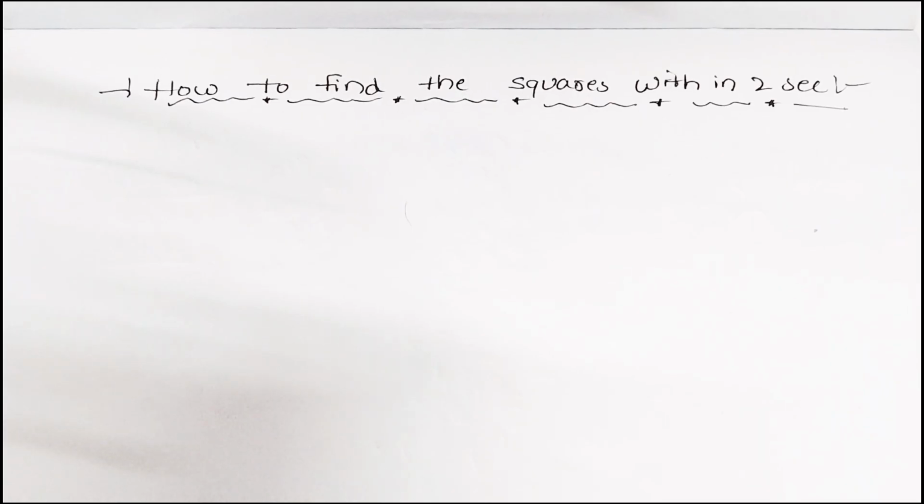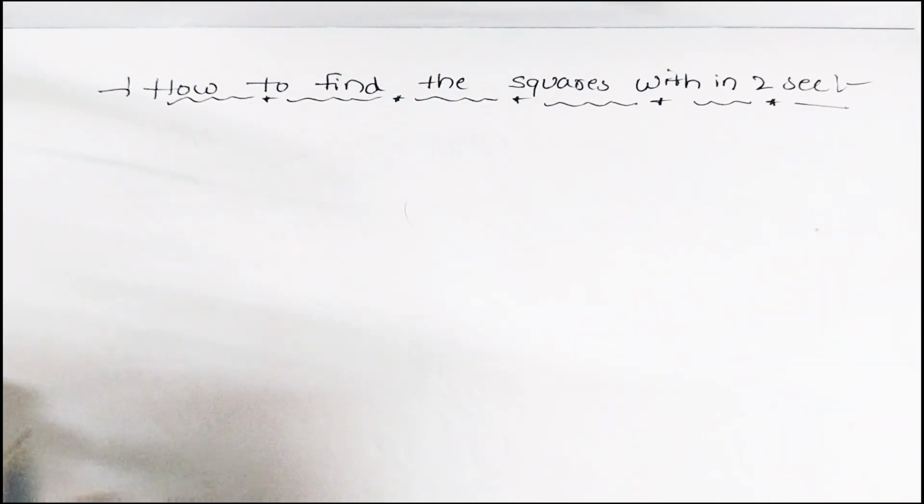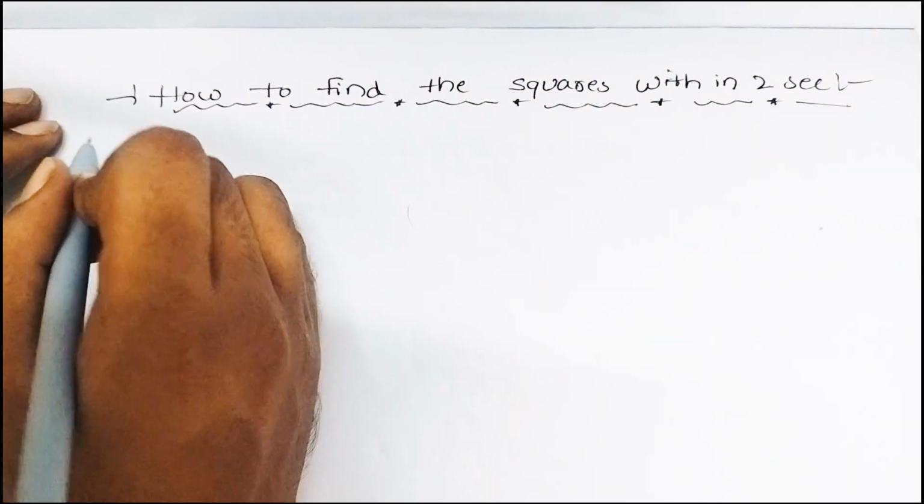Welcome to MAXLOGICALS. Today I introduce one topic, that is how to find squares within 2 seconds. First we need to know the squares of 1 to 9. Let us discuss the squares of 1 to 9.